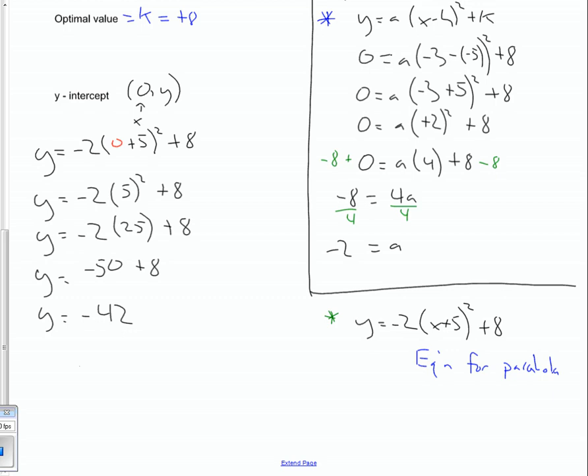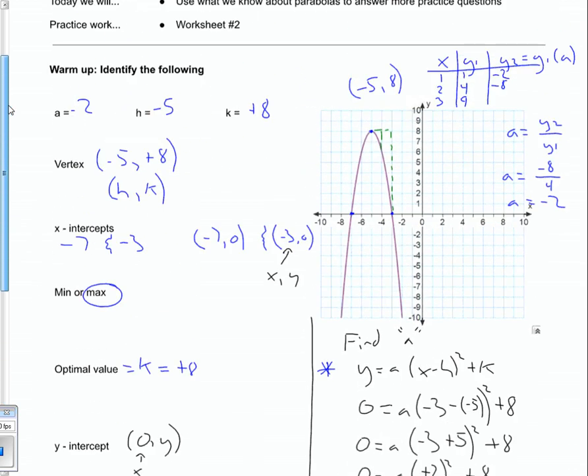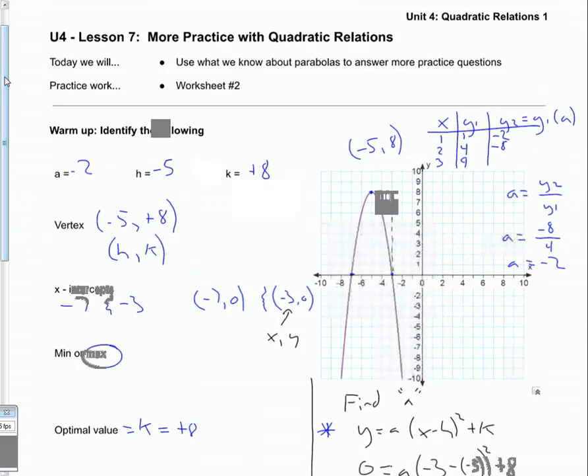So my y-intercept is actually 0, negative 42. Okay. So again, using the algebra, using some of the other tools and techniques of either the algebra or the step pattern will go a long way to helping us to solve various components of a parabola and what characteristics and things they can tell us. Okay, so good luck.